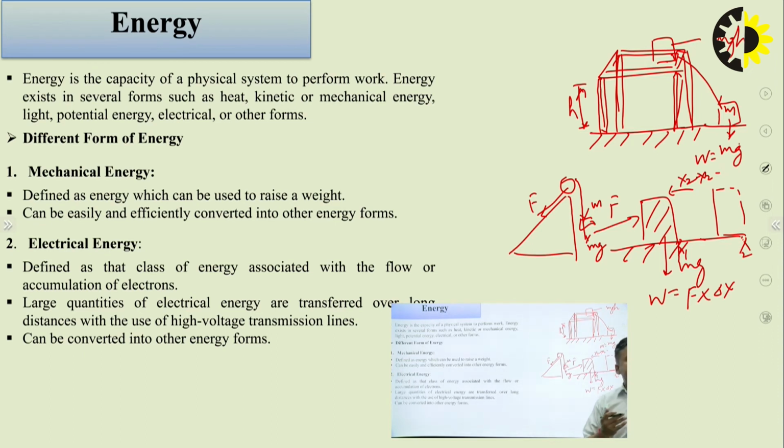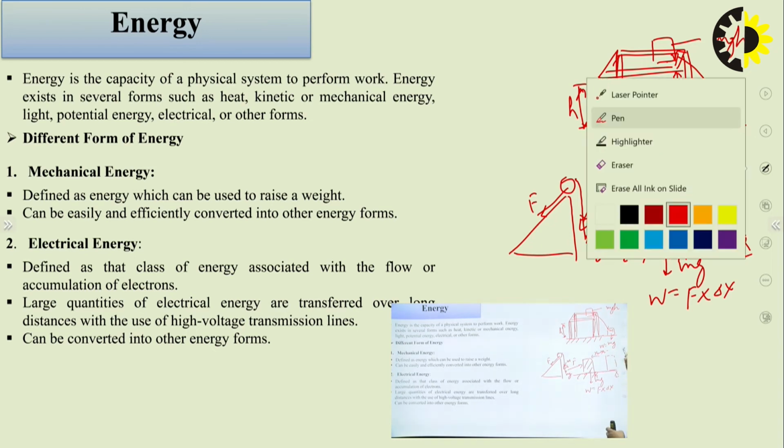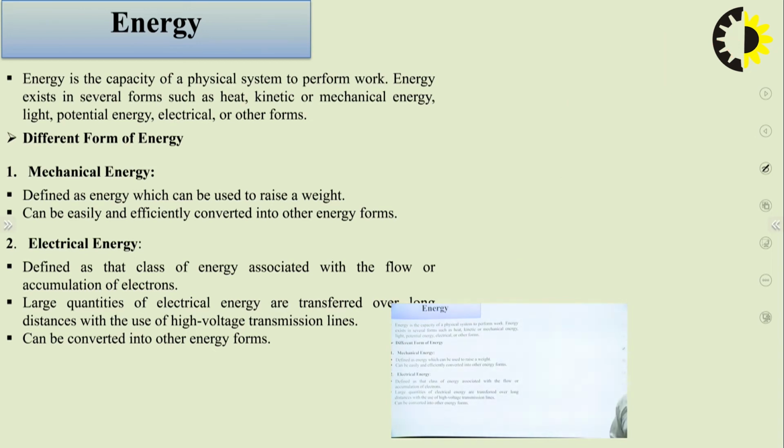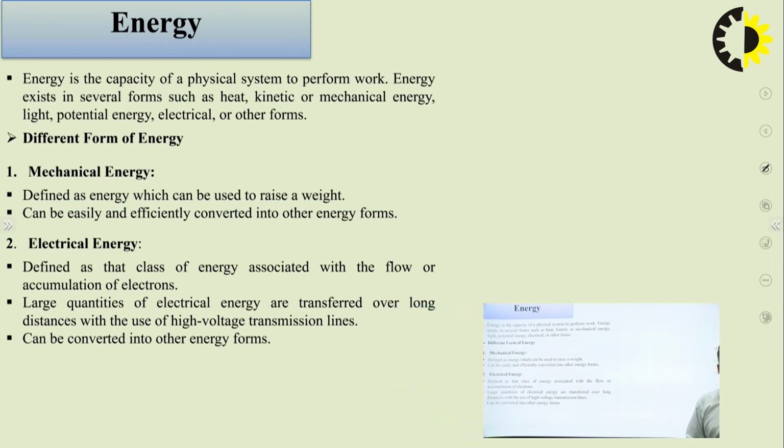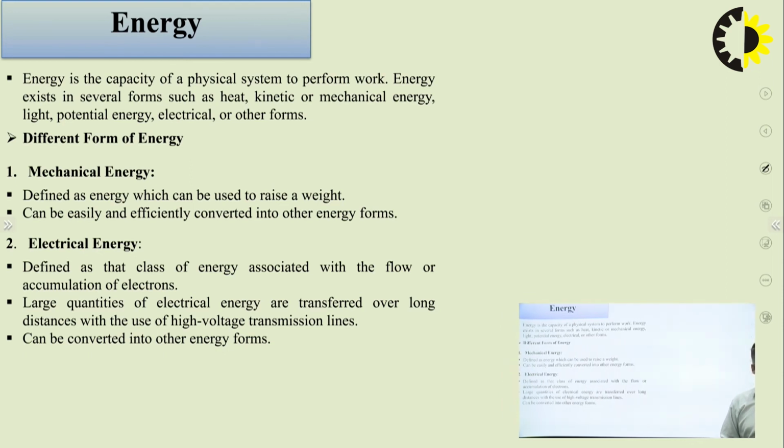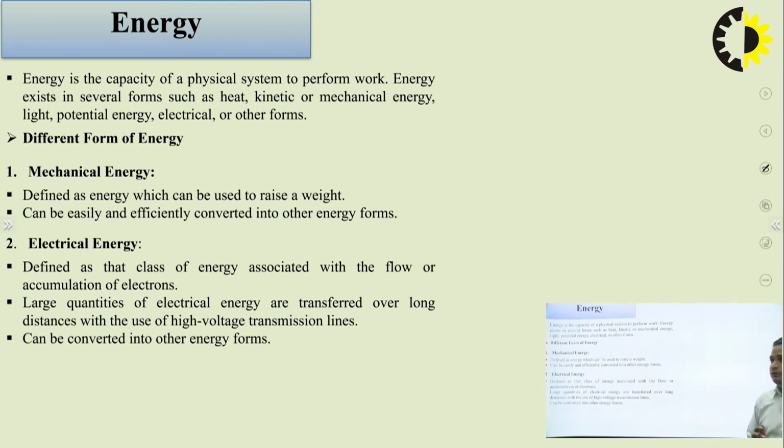So can be easily and efficiently converted into other energy forms. Then the electrical energy. So second is the electrical energy, defined as that class of energy associated with the flow or accumulation of electrons, because of the flow of electrons.